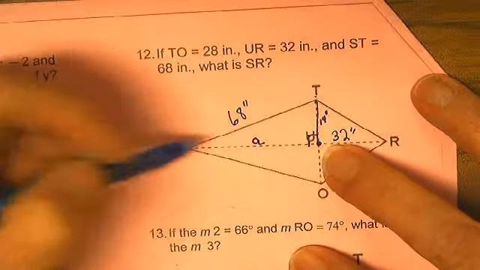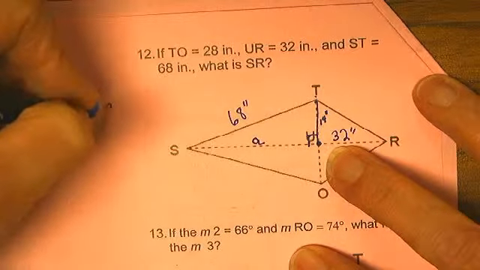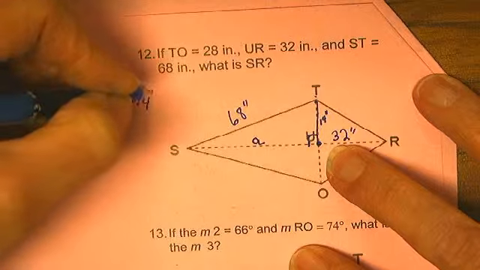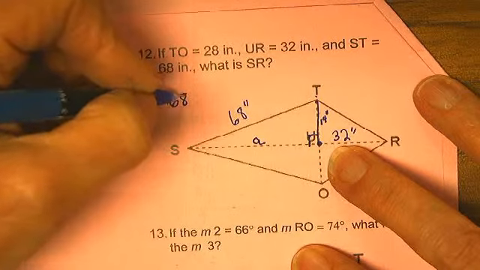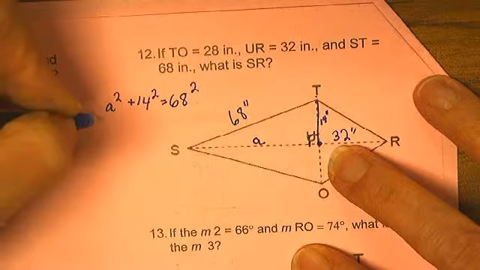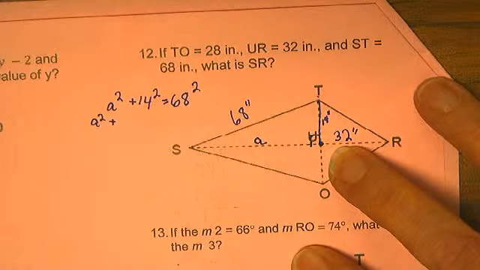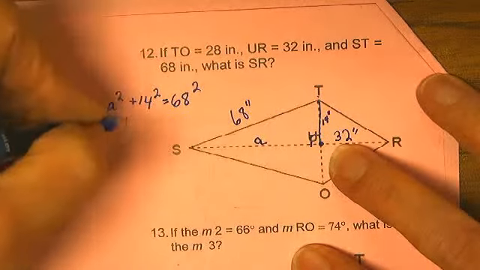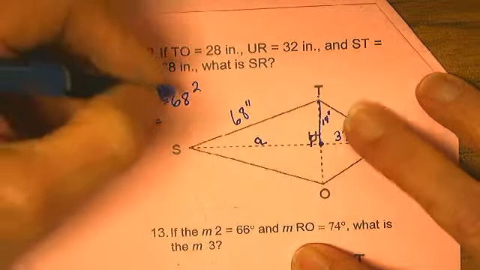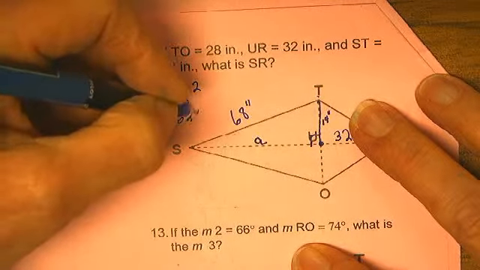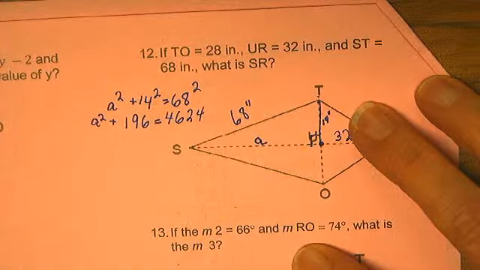So how can I figure the length of A? A squared plus 14 squared equals 68 squared. A squared plus 196 is equal to 4,624. I subtract 196 from each side.